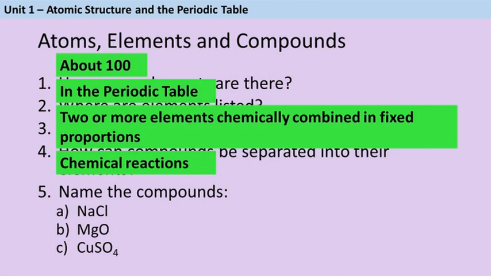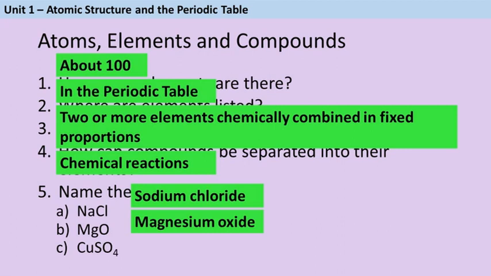To name compounds, we have two rules. If there are only two elements, then the metal, which is the first element, just stays as it is, and then for the second element we take the first syllable and we put "ide" on the end. So for instance here we have sodium chloride and magnesium oxide.